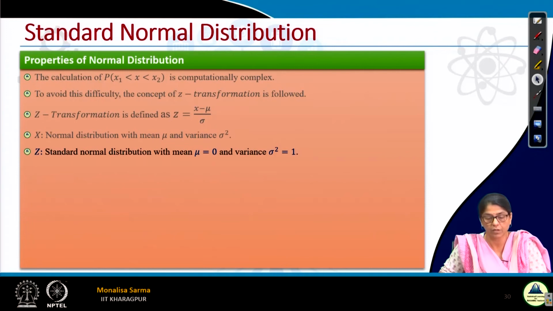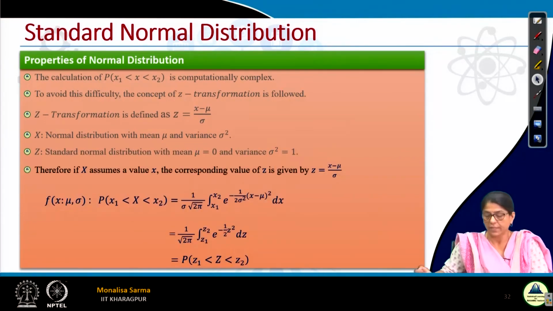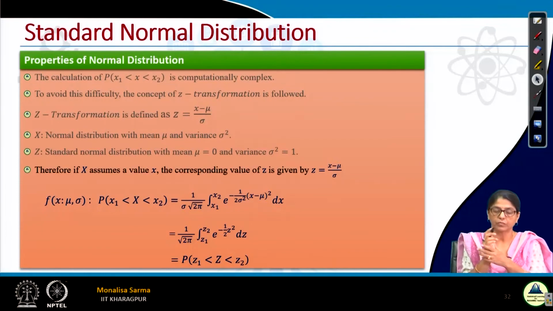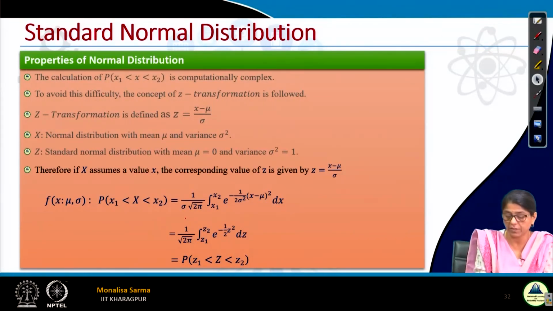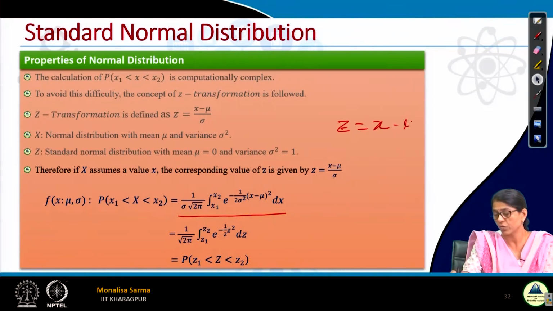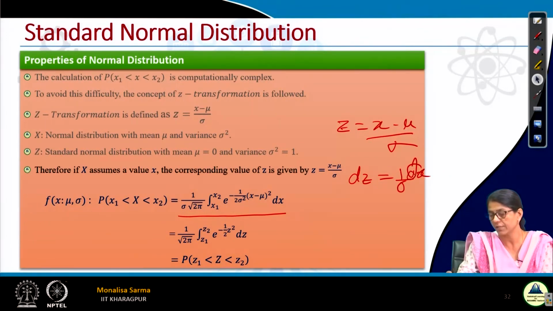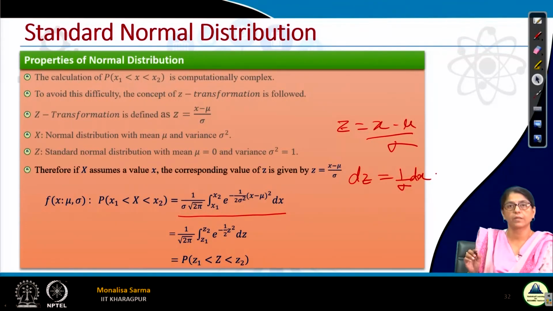So, that is what, see here how the expression, this was the expression for f(x), if we are interested in finding out the values in the interval x1 to x2. So, this was our expression. Now, what have we taken? We have taken z equals (x minus mu) by sigma, isn't it? Now, what will be dz? dz is equal to 1 by sigma dx, right, that is dz.